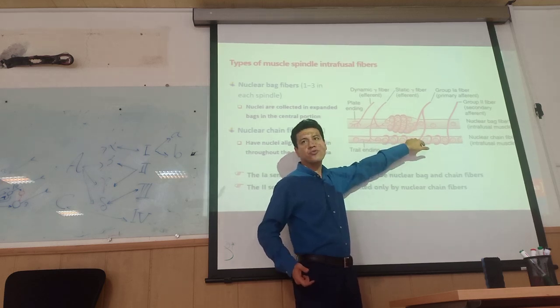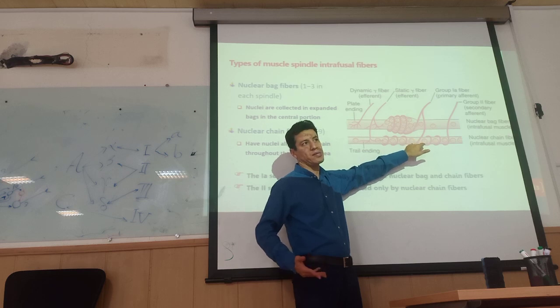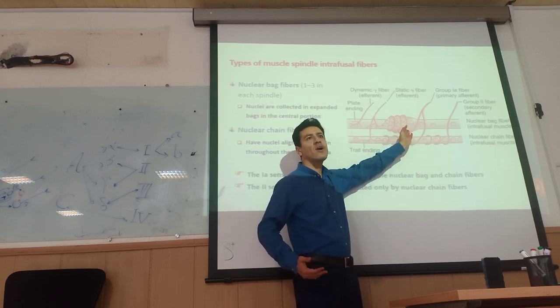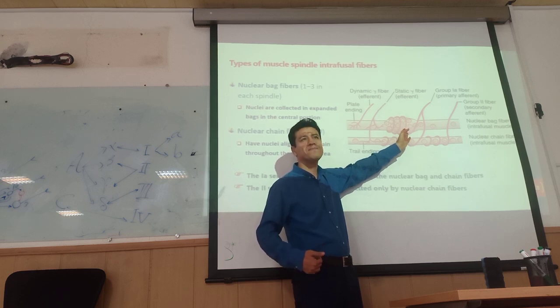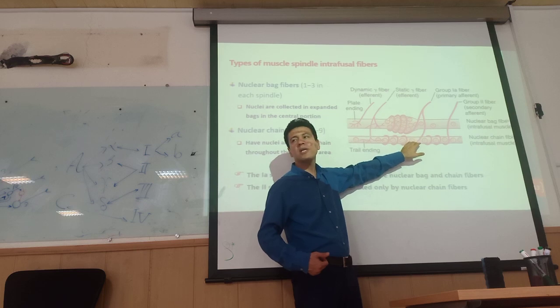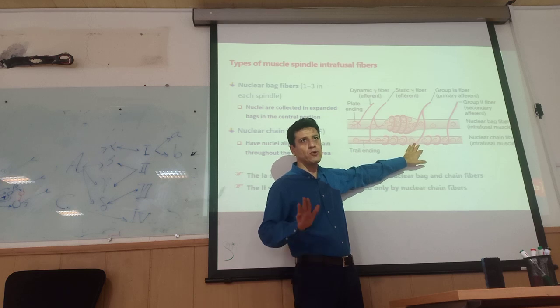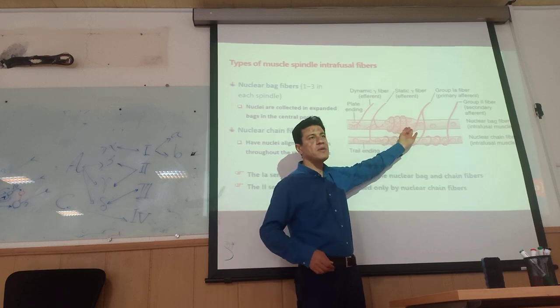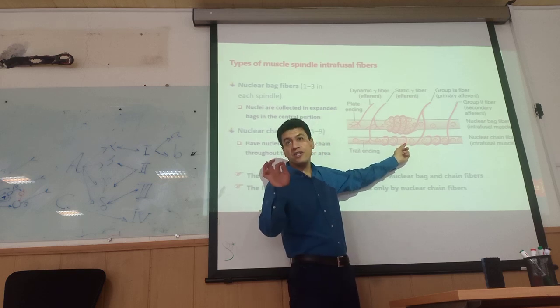They are structurally different and they also have different functions. Nuclear bag fibers are mainly involved in dynamic response. I will talk about that. Dynamic response. Nuclear chain fibers are involved in static response. Okay? You should memorize this. Dynamic response, static response. Now let's see the innervation again.